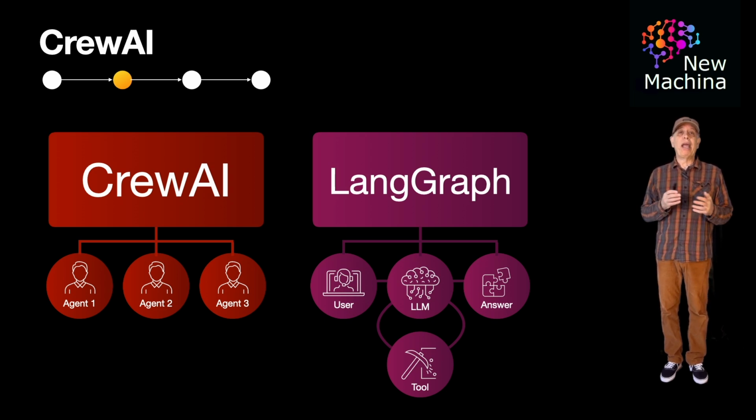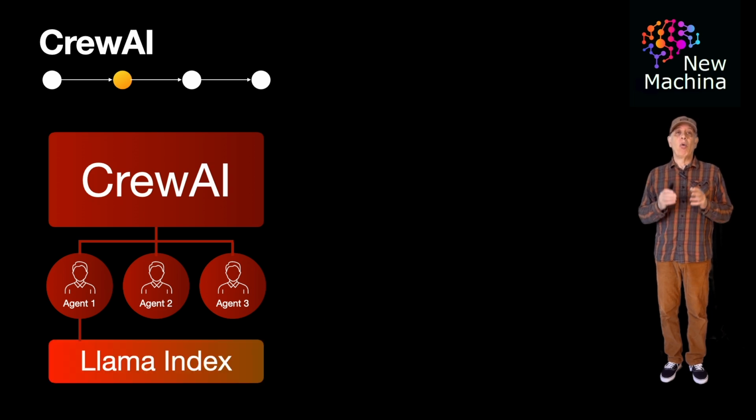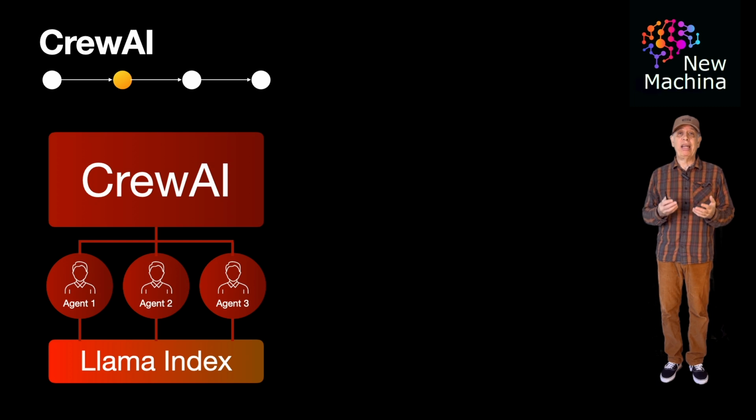Okay, so what about CrewAI versus LlamaIndex? Well, in this case, CrewAI and LlamaIndex are more likely to work together. Again, CrewAI is well suited to handle agents and workflows, while LlamaIndex is better equipped to handle data access and retrieval. LlamaIndex enables agents to pull relevant information from PDFs, documents, databases, or APIs.